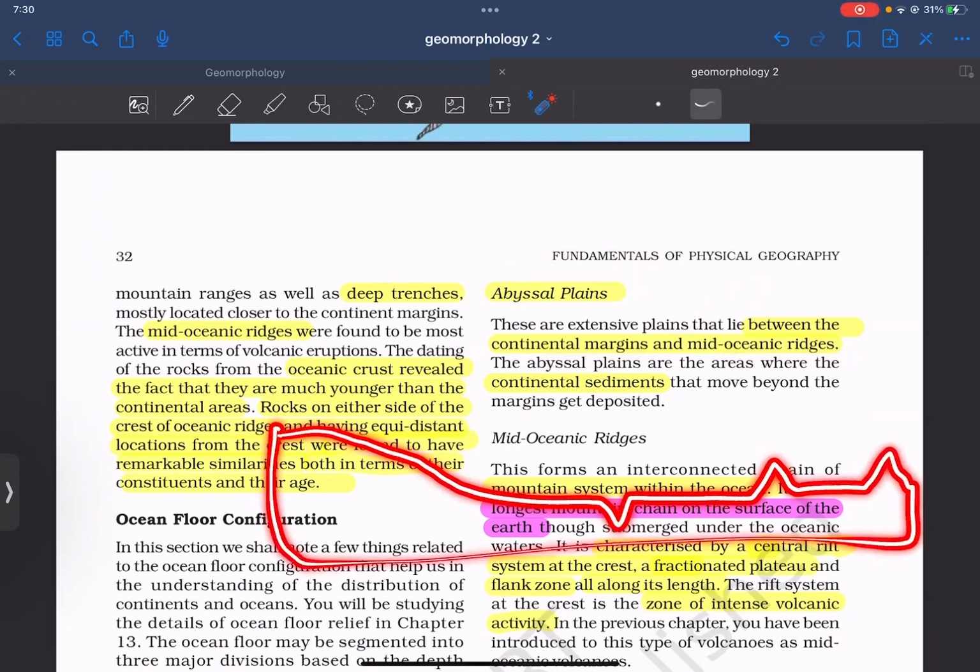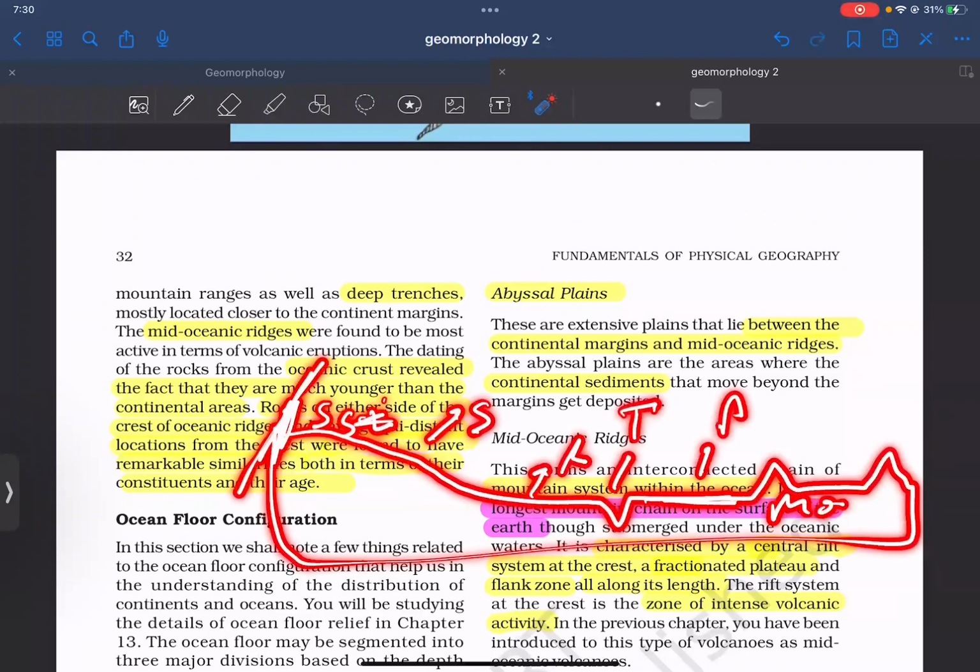This is how the oceanic surface looks. Continental shore, slope, shelf. Then we have slope, then we have rise, then we have trenches. And between trenches and mid-oceanic ridges, we have the abyssal plain.